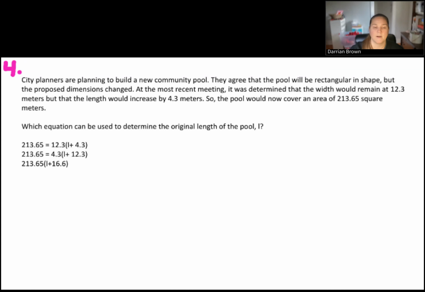So I would like to stop right there. Since they tell us we're using a rectangle, I like to go ahead and draw my rectangle.